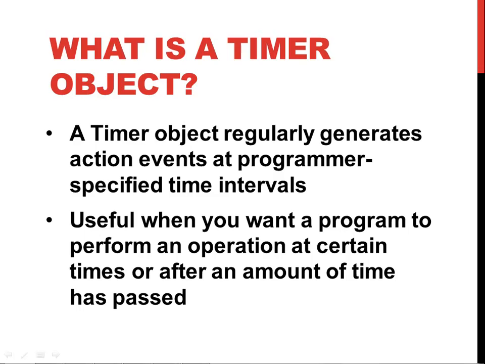This video will teach you what a timer object is and show you how to use it in your own code. What is a timer object? A timer object regularly generates action events at programmer-specified time intervals. Timer objects can be useful when you want a program to perform an operation at certain times or after an amount of time has passed.